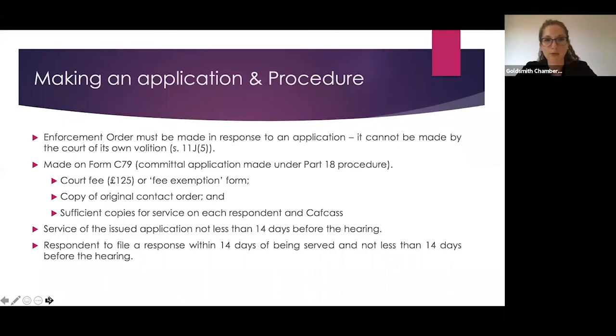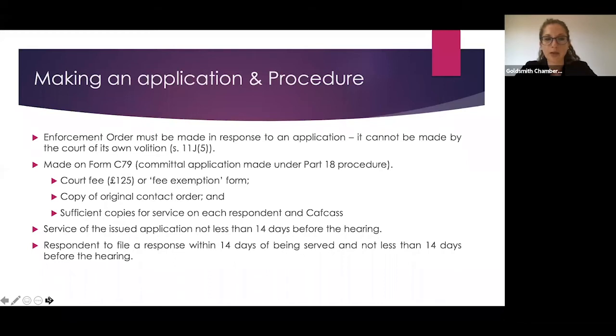An application for an enforcement order needs to be accompanied by the appropriate fee. That's currently £125, or a fee exemption form. You'll need to attach a copy of the order that you are asking the court to enforce, and you'll need to ensure that the application is filed with sufficient copies so that the respondent or respondents can be served, as well as CAFCASS being served with a copy of the application and any supporting documents.